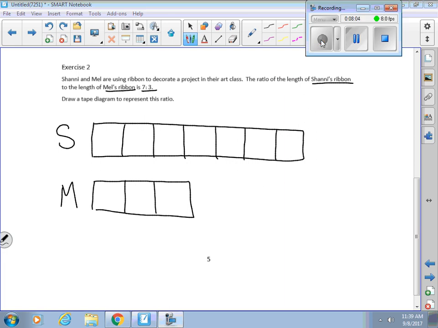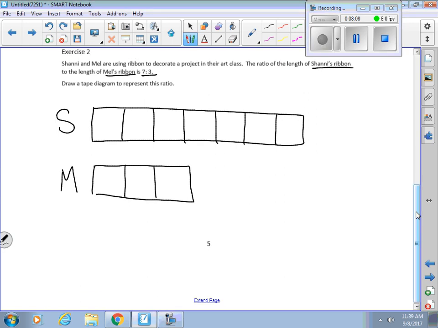We're going to expand on this problem a bit because you already drew the ratio of 7 to 3, but now we're going to take this a step further. So we know that for every 7 units of ribbon that Shani has, Mel has 3. So if we were to write Shani to Mel as a ratio, that would be 7 to 3 if we write it in fraction form.